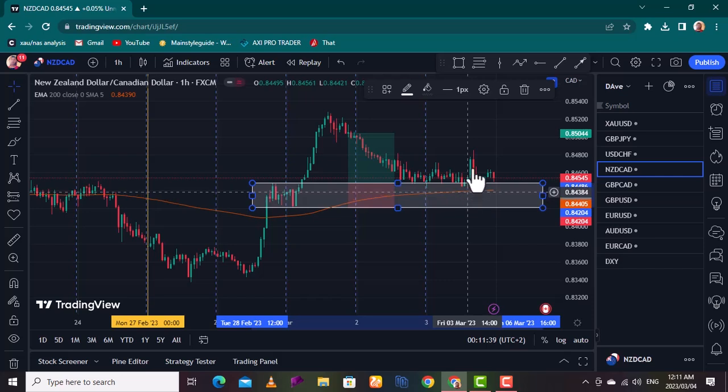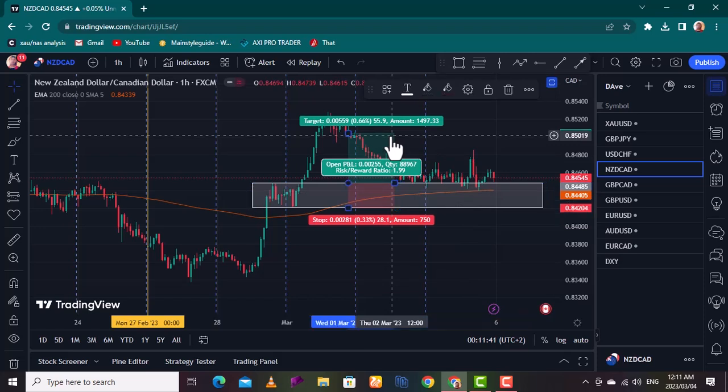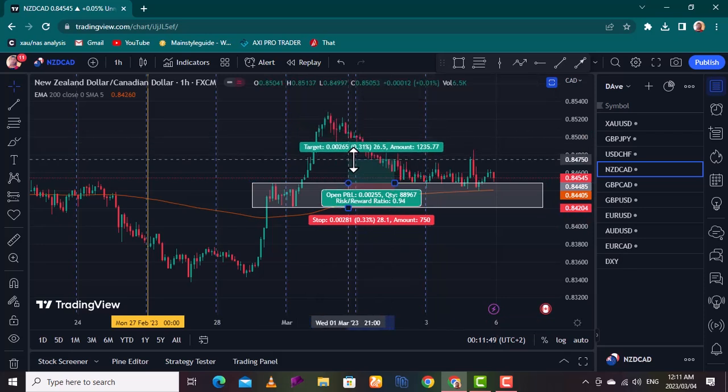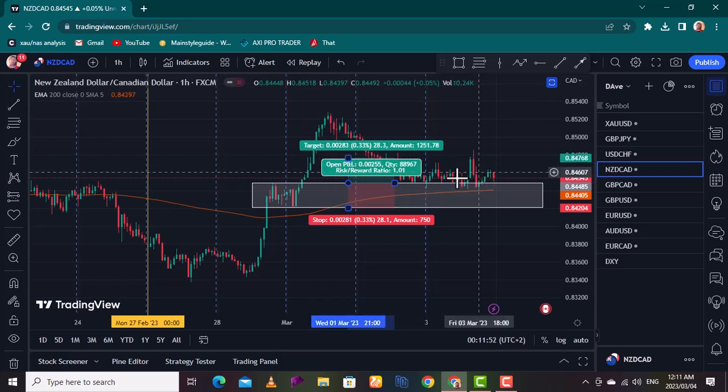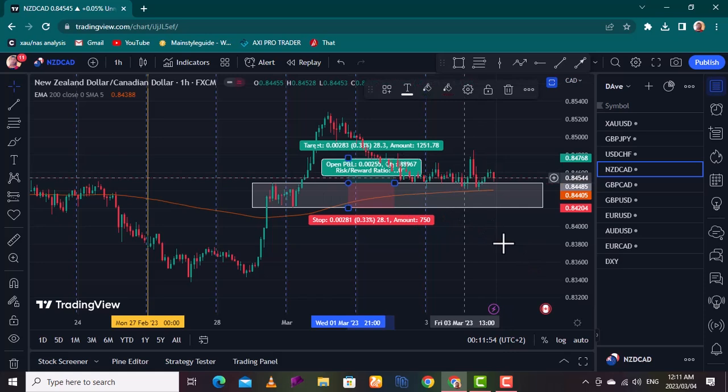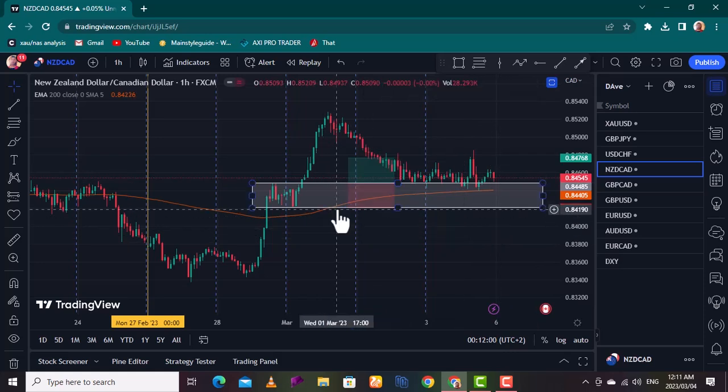It didn't get to take profit, as you can see. It didn't give me a 1 to 2. It did trade up to 1 to 1 though, which is where I set my stop loss to break even. As soon as it touches 1 to 1, I do that. But now back to my point of interest.